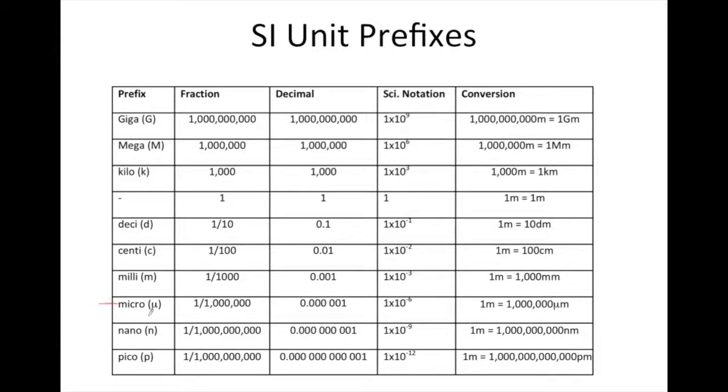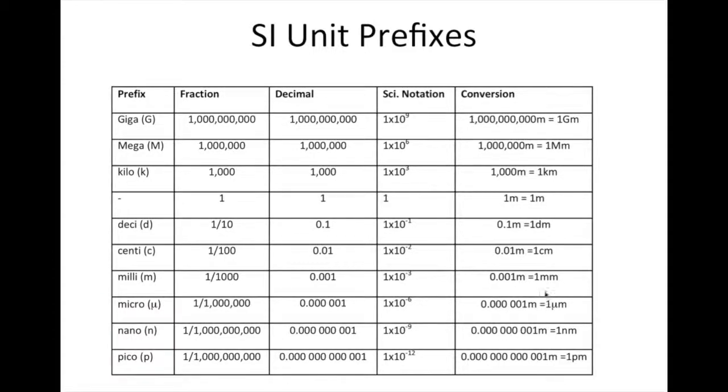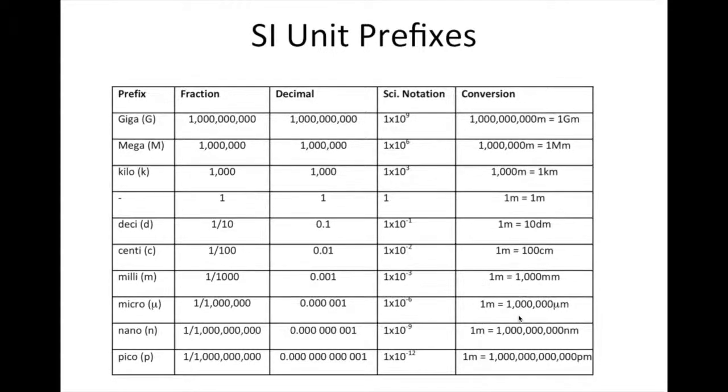Micro, again, the prefix micro is a millionth of some SI unit. And so we could say, as we did before, 1 micrometer is a millionth of a meter. Or, equally as correct, we could say 1 meter is a million micrometers.